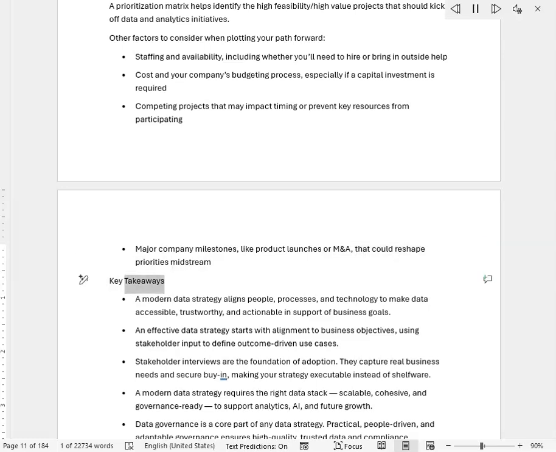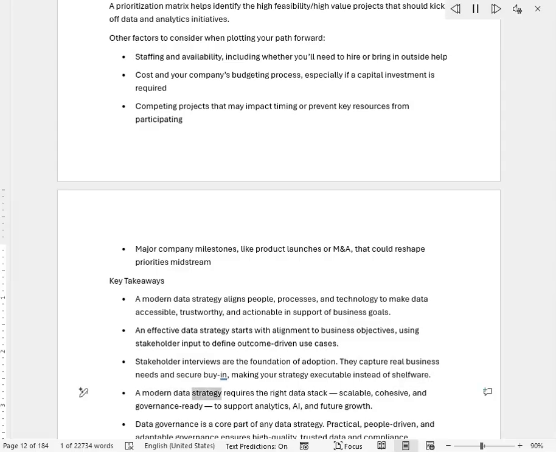Key takeaways. A modern data strategy aligns people, processes, and technology to make data accessible, trustworthy, and actionable in support of business goals. An effective data strategy starts with alignment to business objectives, using stakeholder input to define outcome-driven use cases. Stakeholder interviews are the foundation of adoption. They capture real business needs and secure buy-in, making your strategy executable instead of shelfware.